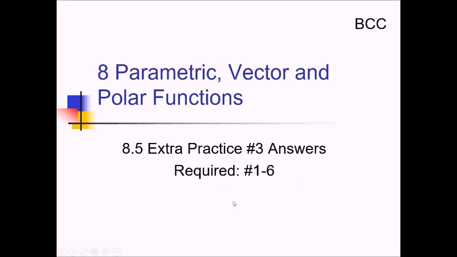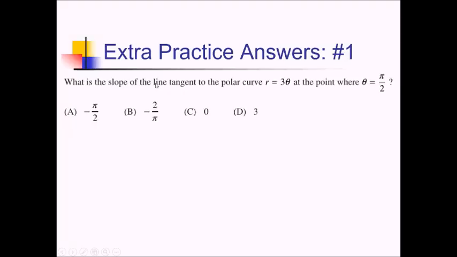For this one, we want to know the slope of the line tangent to the polar curve r equals 3 theta at the point where theta equals pi over 2. Okay, so we basically need to come up with an expression for dy over dx, and then we need to plug in pi over 2 for all the thetas that are involved in that.